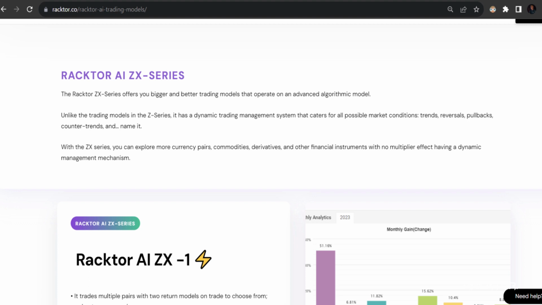And unlike the trading model in the Z-Series, it has a dynamic trading management system that caters for all possible market conditions. So the ZX-Series trades both in trends, in reversal, in pullbacks, counter trend, just name it. It trades literally all strategies or anything you can think of, any move of the market that you can think of. ZX-Series trades them. Remember I was saying at the time in one of my videos that Racktor makes money regardless of which direction the market goes. We still bag in profit.